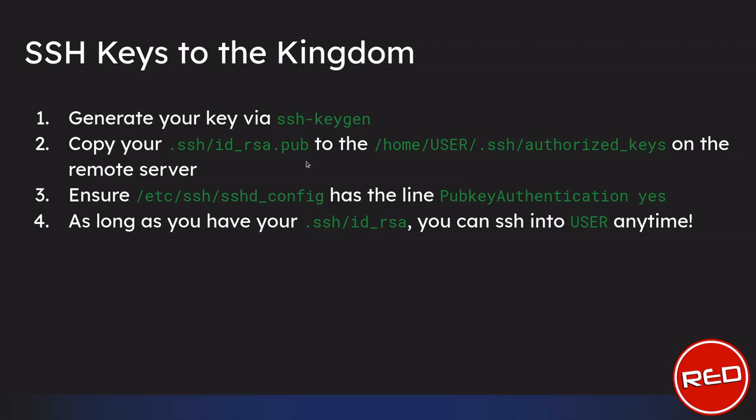It is allowed by default, but maybe the sysadmin disabled it because they know it can be exploited. So in this case, we want to ensure that this config file, the SSH daemon config, has the line PubkeyAuthentication yes in it. If it does, then this method is allowed. So if we do these two things, one, make sure the config file is good, and two, make sure they have our public key inside authorized_keys, then we're able to SSH in using a key whenever we want.